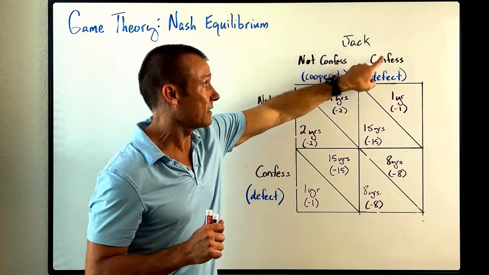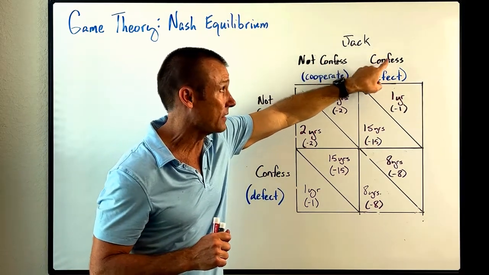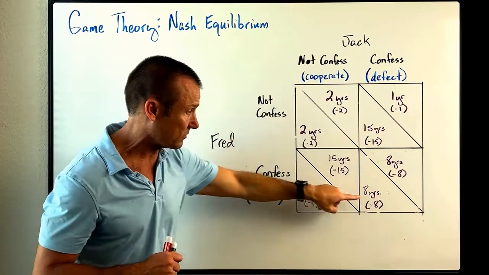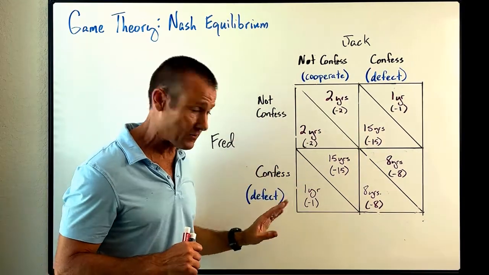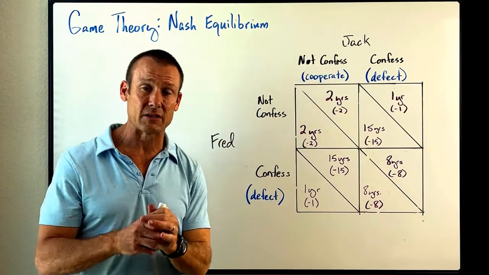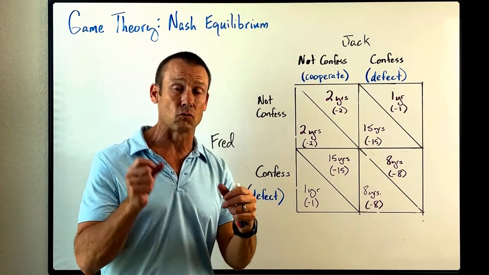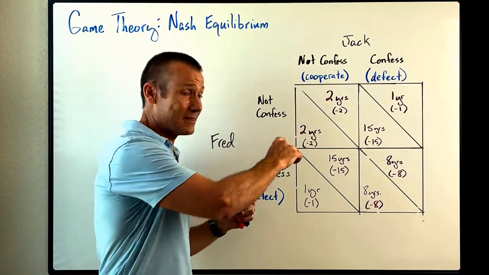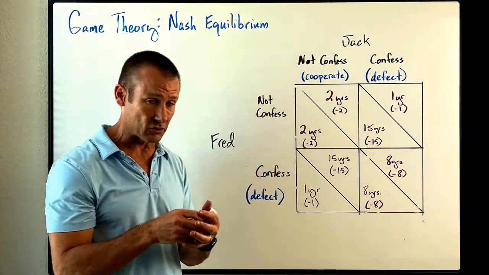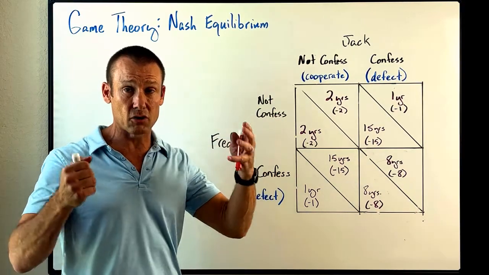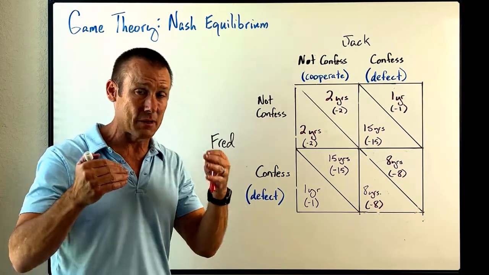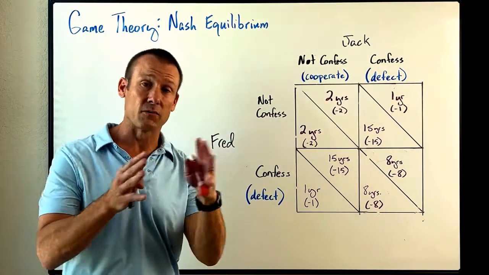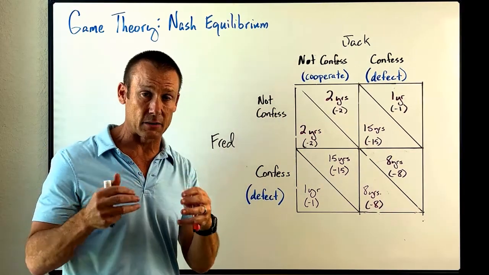And if Jack confessed, Jack played that strategy, what was better for Fred? Not confess, 15 years. Confess, 8 years. Again, it was confess. Confess was a dominant strategy. It was a strategy that yielded a superior result regardless of the strategy the other player played. Now, this is a symmetrical game, and since it's a symmetrical game, that means Jack also has a dominant strategy, and it's the same dominant strategy, okay? So, confess and confess.